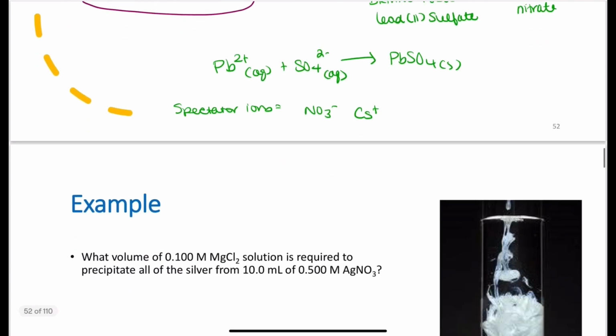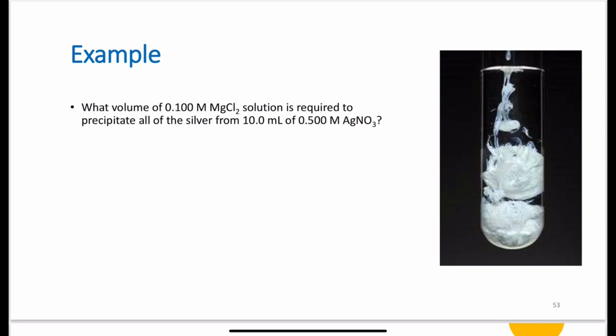Let's work another example. What volume of 0.1 molar MgCl2, magnesium chloride, is required, let's write that so you can read it, is required to precipitate all of the silver from 10 mL of a 0.1 molar silver nitrate solution? So just like we've done all semester, I need you to think about the balanced equation here. Well, first, I want you to write down what you're trying to find.